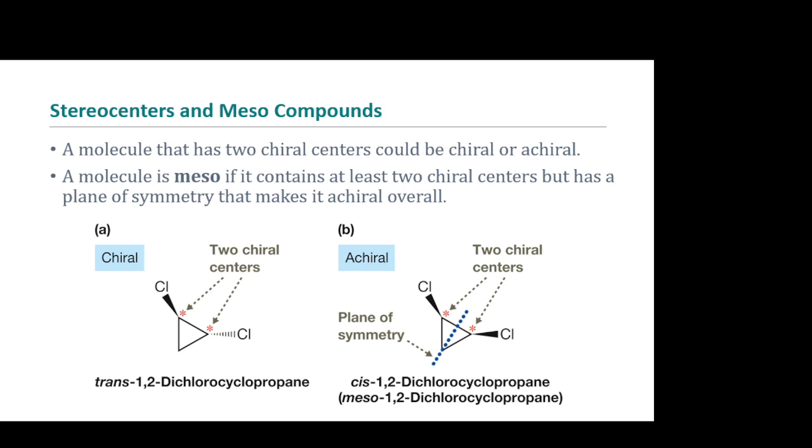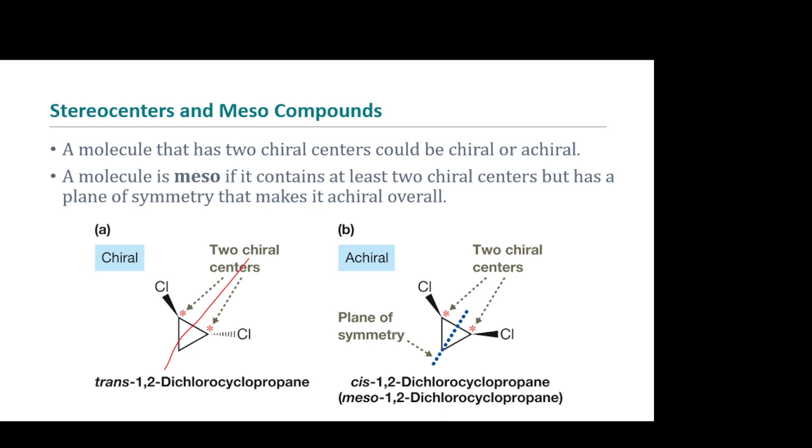Okay. And so, a molecule that has two chiral centers could actually be overall achiral. There is a way for that to happen, okay? So if we have two chiral centers, it could be chiral, or the molecule can be achiral. Achiral means what again? Not chiral, right? Okay. So a molecule is meso if it contains at least two chiral centers, but has a plane of symmetry that makes it overall achiral. So that's why we had been talking about this plane of symmetry before.